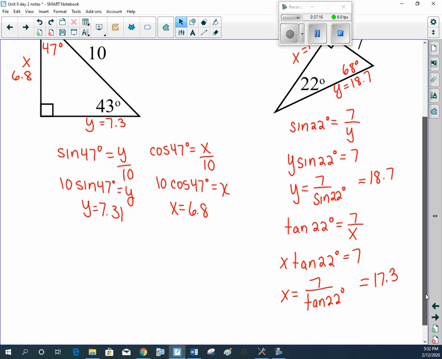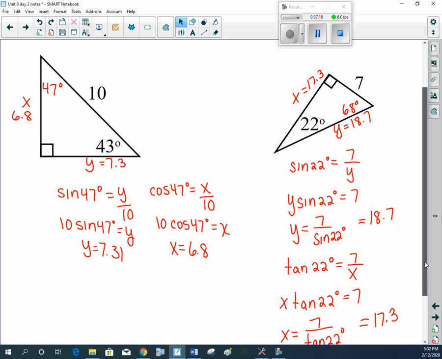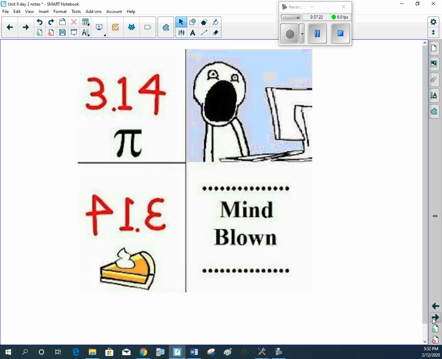Coterminal means that you share the same terminal side. To graph things from standard position means you start with the positive x-axis and rotate around. All right, I think we're done.